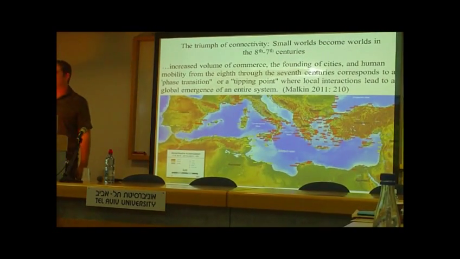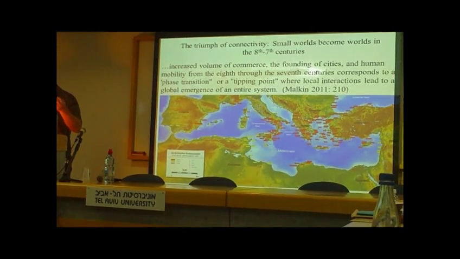And indeed, this map shows the triumph of connectivity, with small worlds becoming indeed worlds in the 8th and 7th century. And may I quote the book of Malkin at the end? He was talking about the Greeks, but may I speak about the Phoenicians? Increased volume of commerce, the founding of cities and human mobility from the 8th through the 7th centuries corresponds to a phased transition or a tipping point where local interactions lead to global emergence of the entire system, from Canaanite to Phoenicians. Thank you very much.